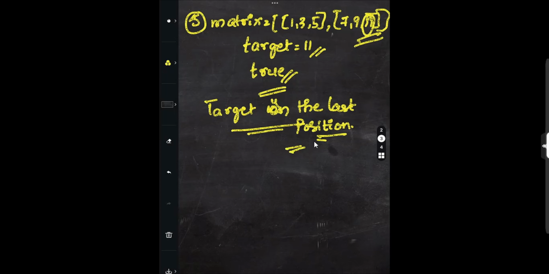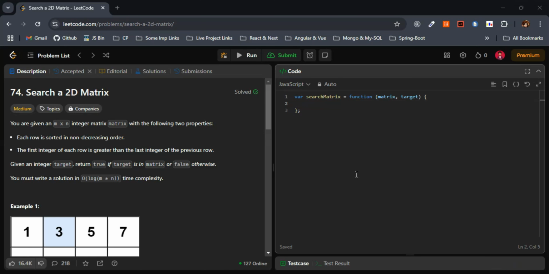So let's start writing the code. I'll explain the code while writing the code itself. Then let's discuss the complexity of the code that we have written. So let's start writing the code. First step, as we had discussed in the approach, let's determine the dimensions of the matrix.